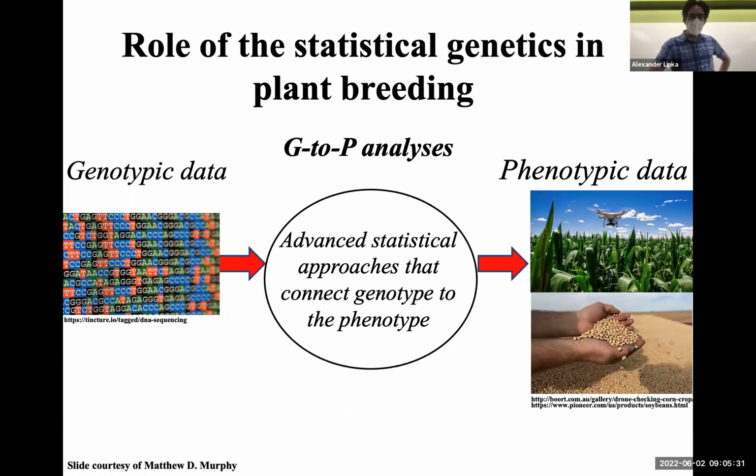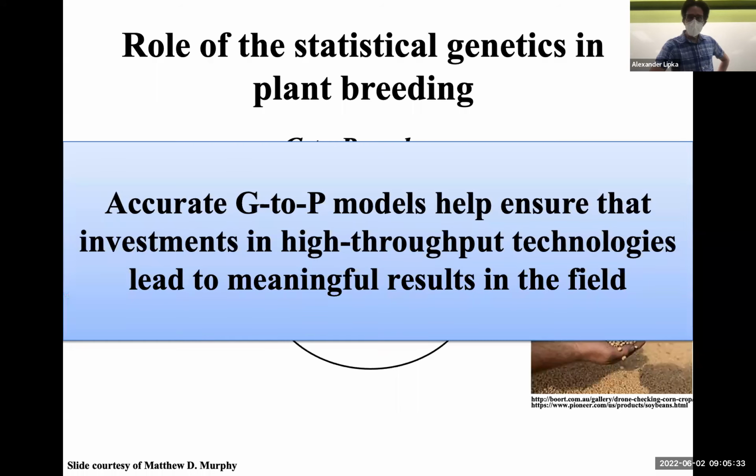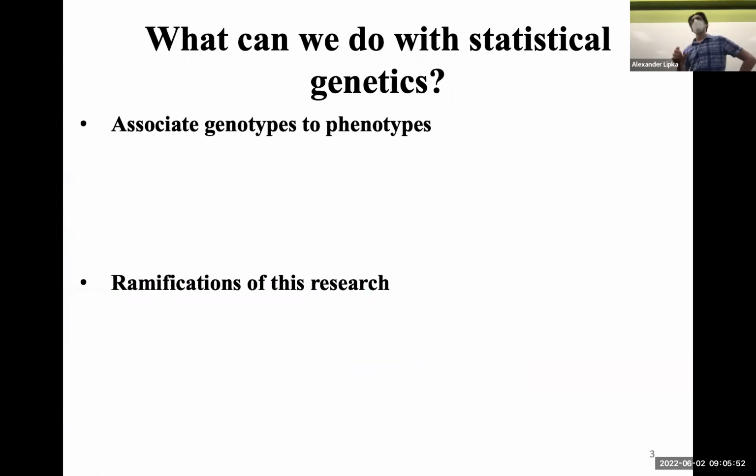So for the first hour and a half or so, we are going to look at genotype and phenotype models that help ensure investments in high throughput phenotyping technologies are going to lead to meaningful results. We're going to go over the basics of the statistical models that we use for both genome-wide association studies and genomic selection.